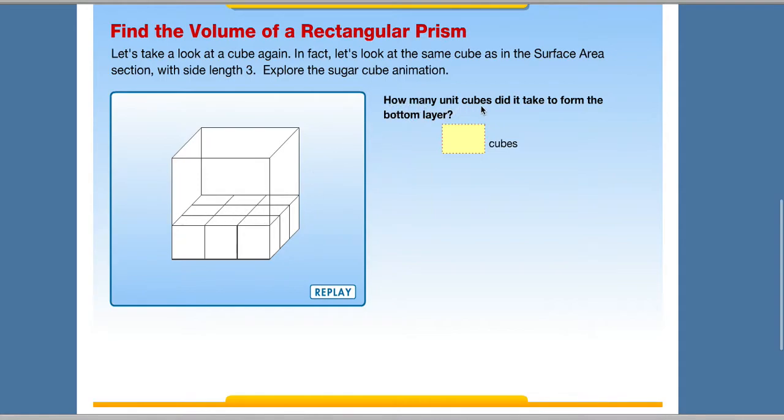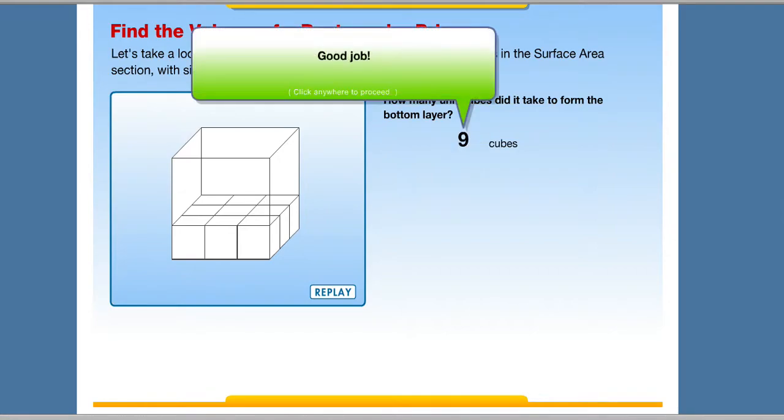How many unit cubes did it take to form the bottom layer? If you notice, if I click on the replay, there are 1, 2, 3, 4, 5, 6, 7, 8, 9 cubes. So I'll punch in 9 cubes here and click on enter. It says good job, of course.